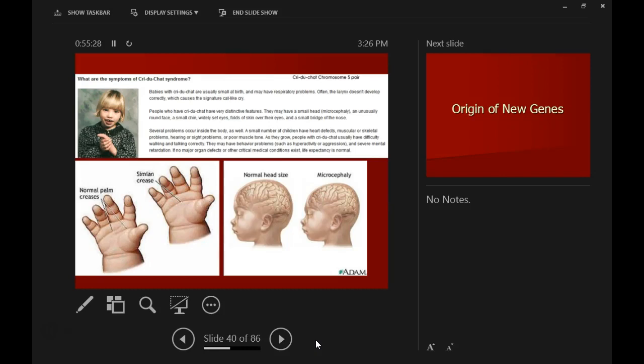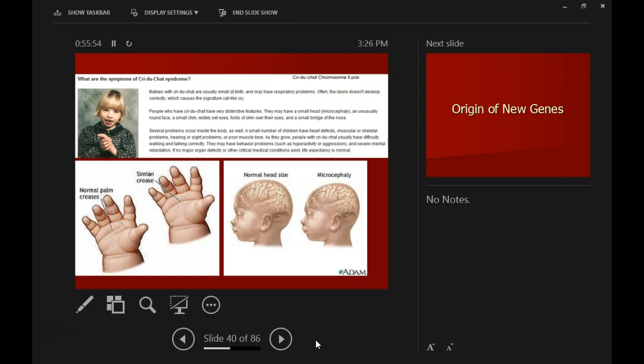Now, this is an interesting disorder. Babies with cri-du-chat, in fact, cri-du-chat translates from French into cry of the cat, are usually small at birth and may have respiratory problems. Often the larynx, that's your voice box, doesn't develop correctly, which causes the signature cat-like cry.